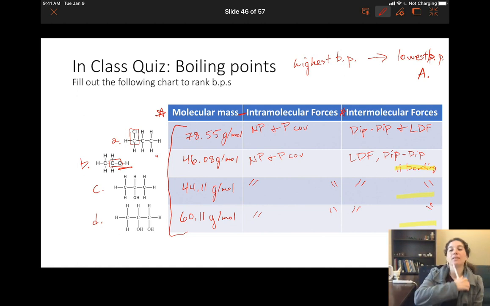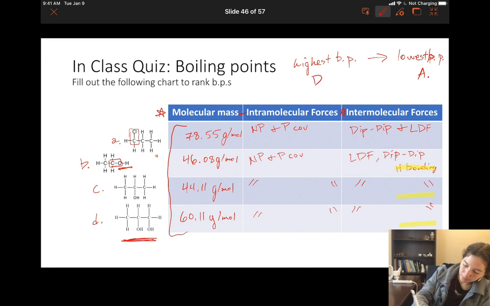Now let's take a look at our other three. They have the same type of intermolecular force, so we need to look at their molecular mass next. Our highest molecular mass is going to have our highest boiling point. We can see that here. So D will have the highest boiling point.